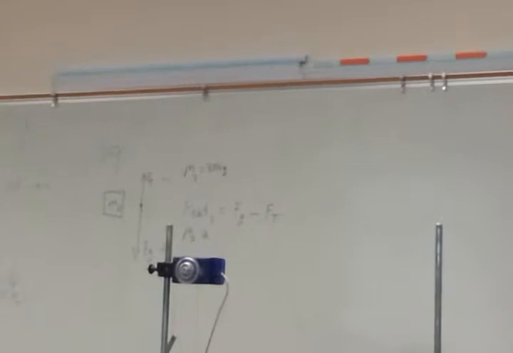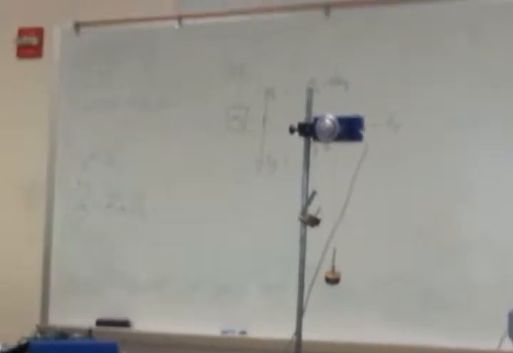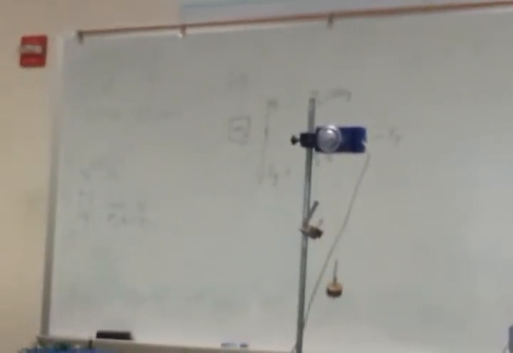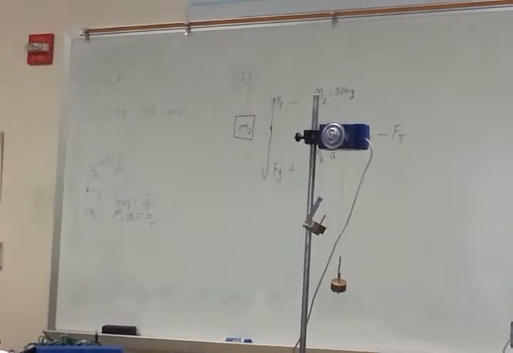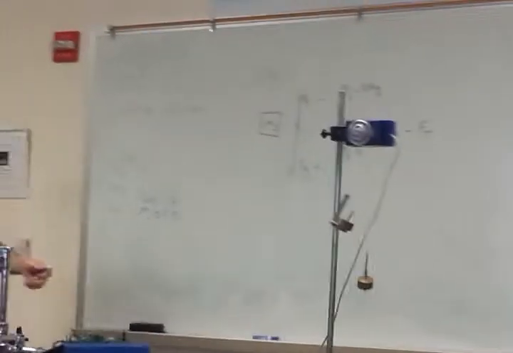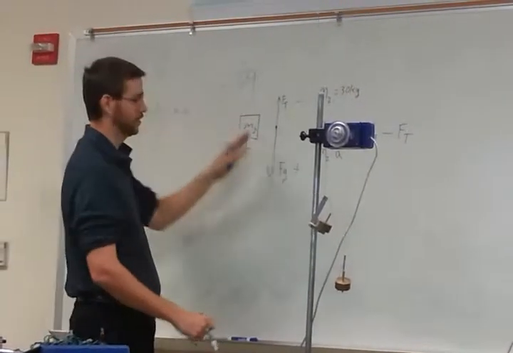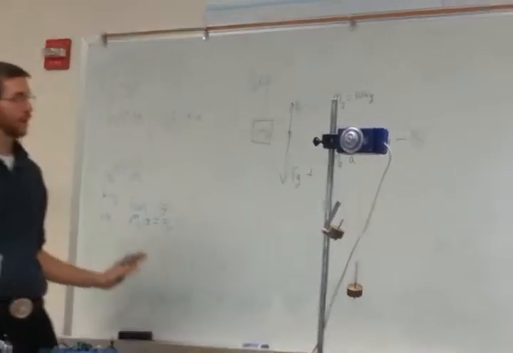Because they're attached to the same rope. Think about your arms and legs. They have to have the same acceleration as you because they're attached to you. If they did not have the same acceleration as you, they would not be attached to you. Make sense? So, since they're attached, they have to have the same acceleration.